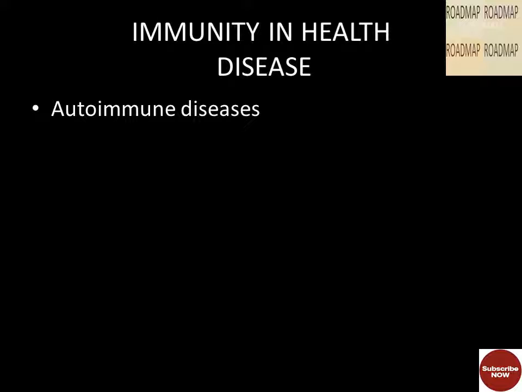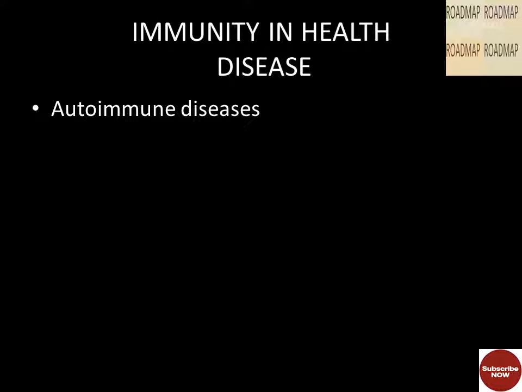Now, there are some examples of autoimmune diseases. Insulin-dependent diabetes involves pancreatic beta cell autoreactive T cells and antibodies. Rheumatoid arthritis involves antibodies against proteins present in joints. Myasthenia gravis involves acetylcholine receptor autoantibodies. And autoimmune hemolytic anemia involves erythrocyte autoantibodies.